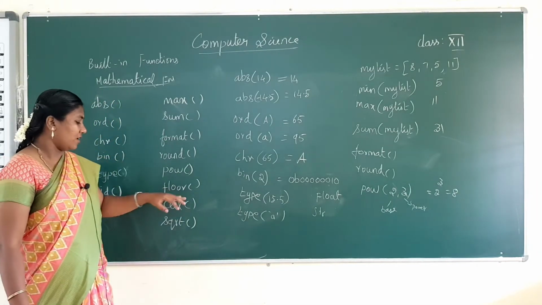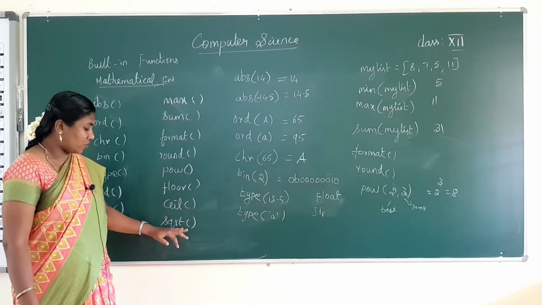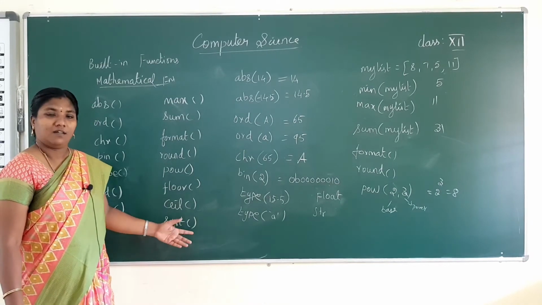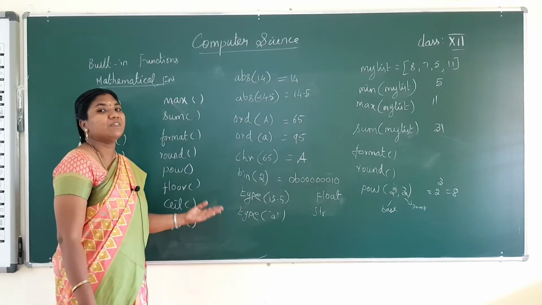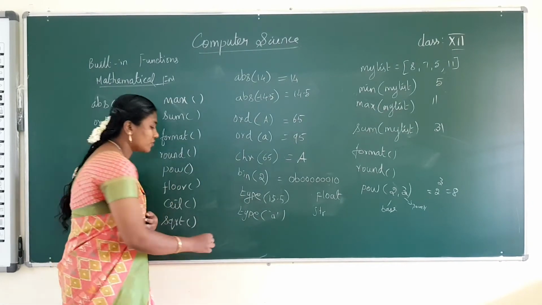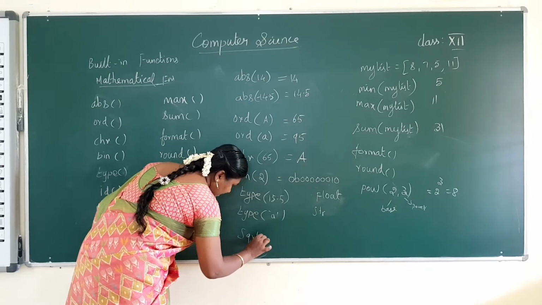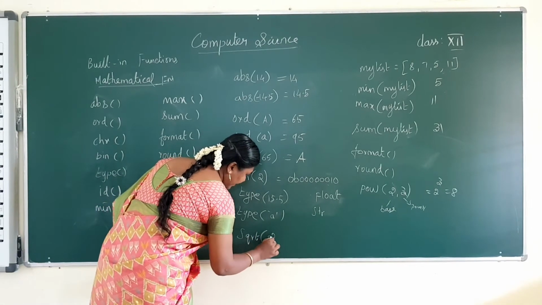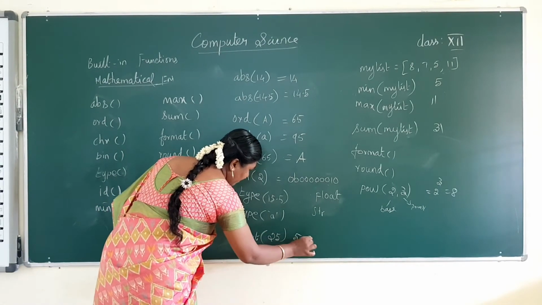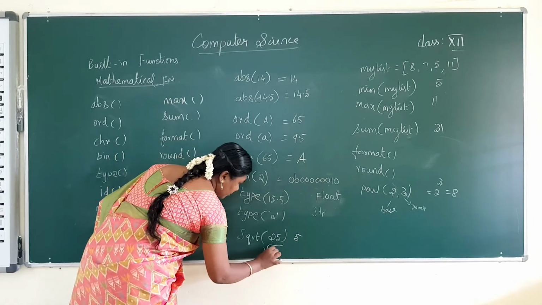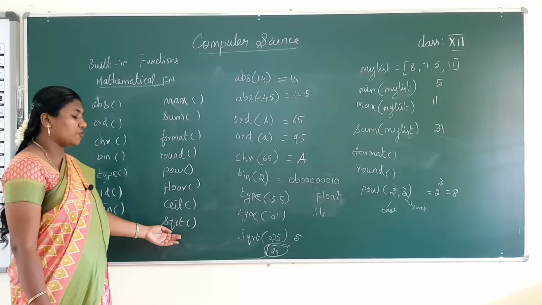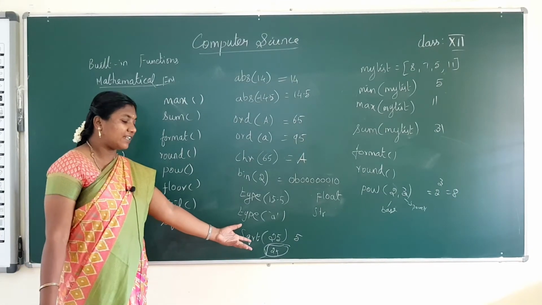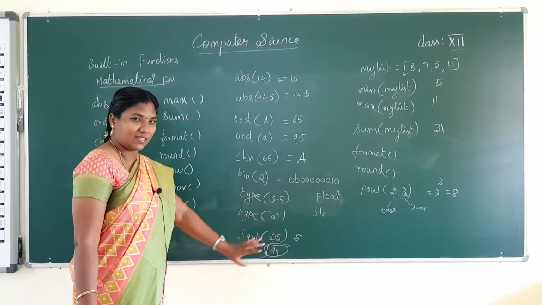So, first, let us see the square root function. What is the usage of this function? As per its name, it will give the square root. What is the square root of 25? The answer will be 5. Okay. So, the square root function is used for just finding the square root of the specified number.